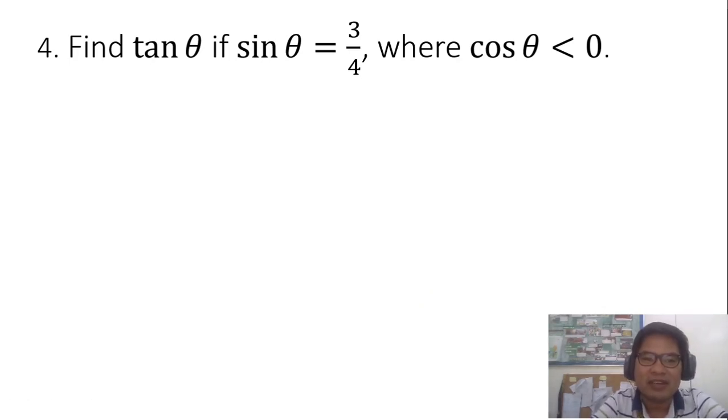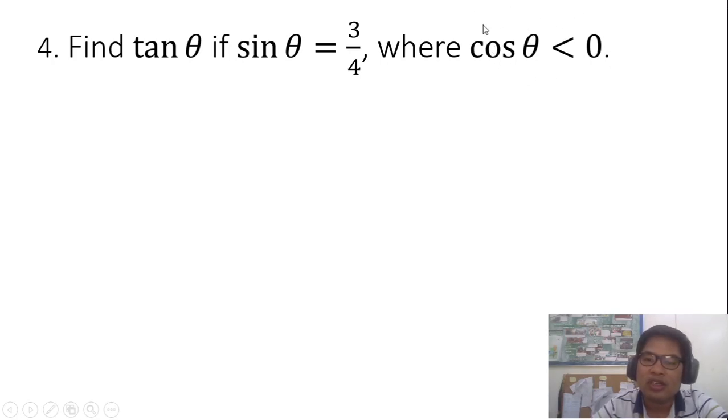Hi everyone, let's have problem number 4. Find tangent theta if sine theta is equal to 3 over 4, where cosine theta is less than 0. So, here what is given is the sine and also the sign of the cosine. This is less than 0, so it means this is negative.